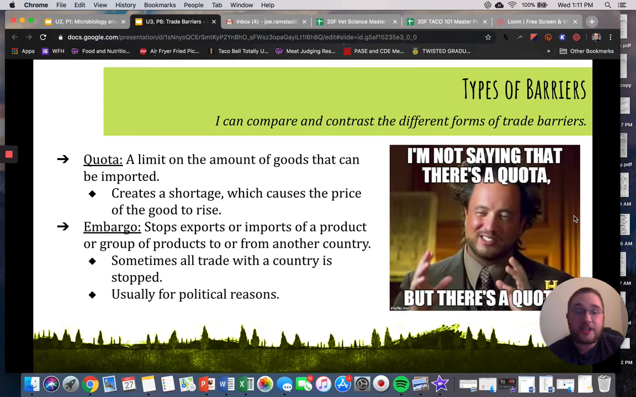Sometimes all trade with a country is stopped. And this is usually, again, for political reasons. So I'd encourage you, if you're interested in learning more about embargoes, go ahead and Google. I probably should have been a good teacher and come with some examples, but the oil embargo is the most historic one that I personally have read and learned about.